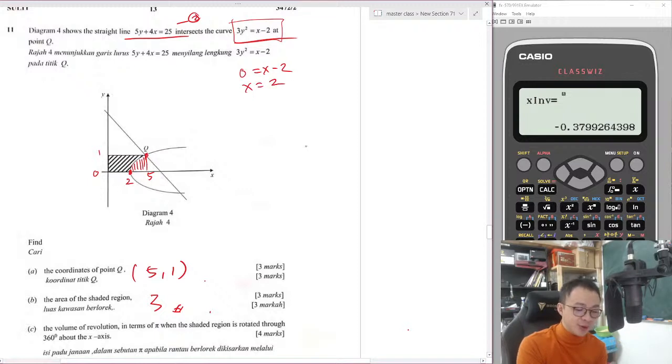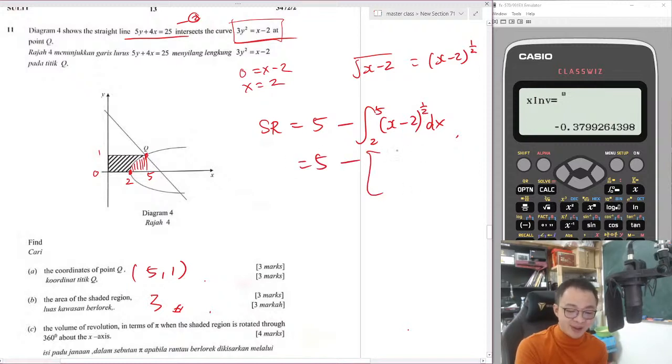So this is 2. In order to get the shaded region, I will use the rectangle, which is 5 times 1, which is 5, minus the integral from 2 to 5 of y dx. If you do it like this, you need the square root of x minus 2, so it's a lot harder. This one is (x minus 2) to the power half, right? But let's do it and see whether we get the same result or not.